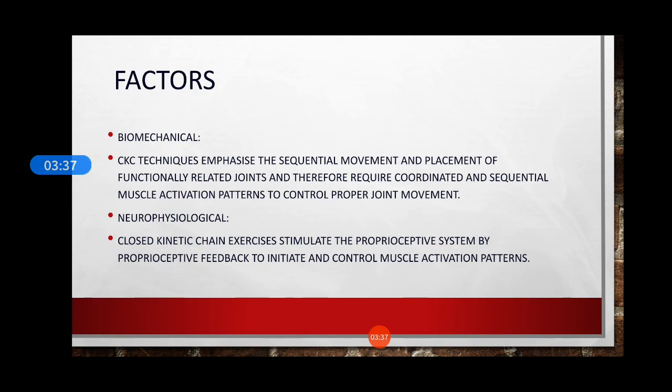So what are the factors which affect the closed kinematic chain exercises? It could be biochemical, biomechanical and neurophysiological. The biomechanical factors in closed kinematic techniques emphasize the sequential movement and placement of functionally related joints and therefore require coordinated and sequential muscle activation patterns. When we talk about the neurophysiological factors, the closed kinetic chain exercises stimulate the proprioceptive system, as we already saw. So, proprioceptive feedback helps to initiate and control muscle activation pattern. That is why we say that they are more useful in dynamic stability.